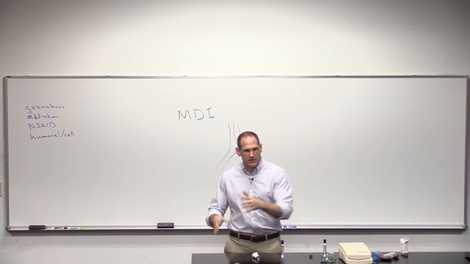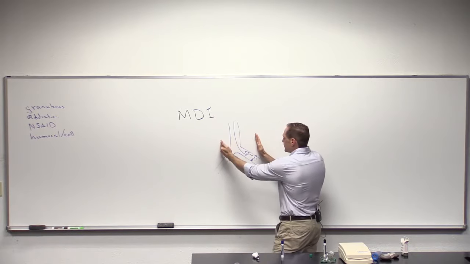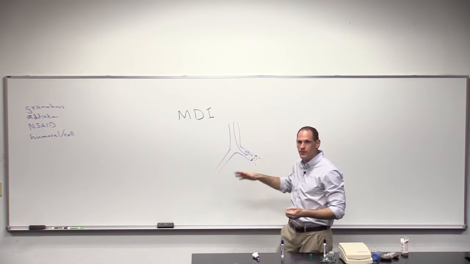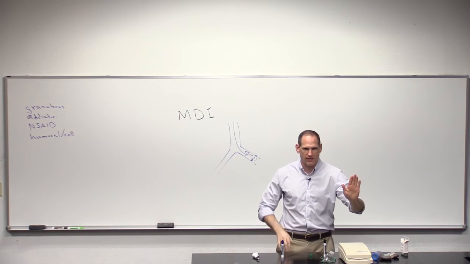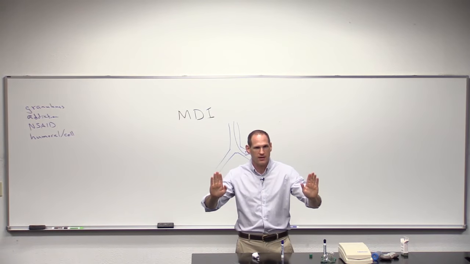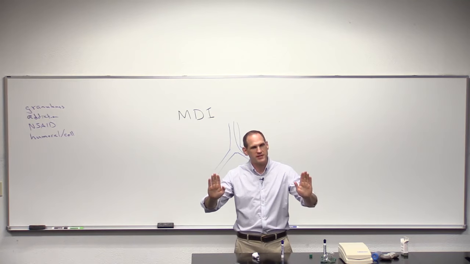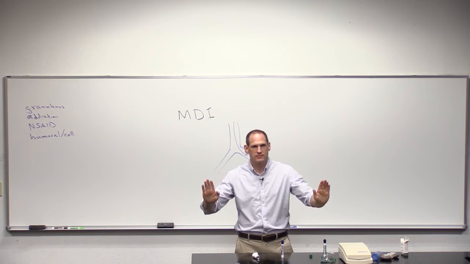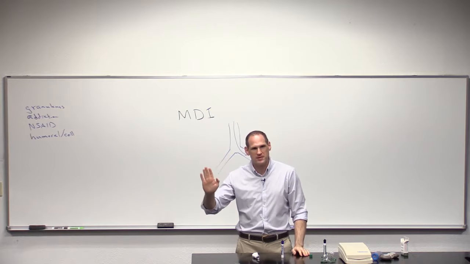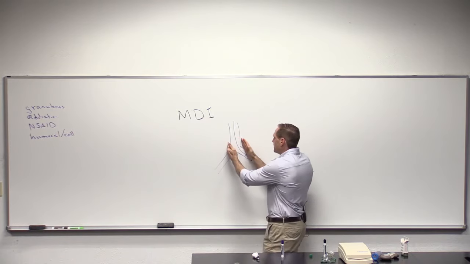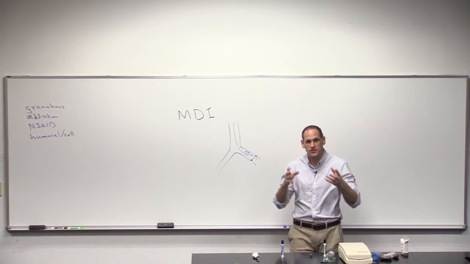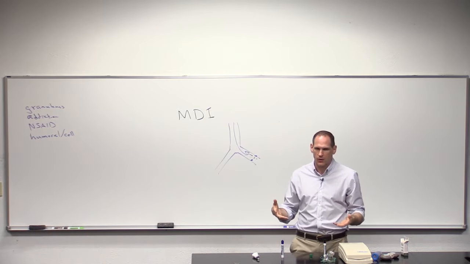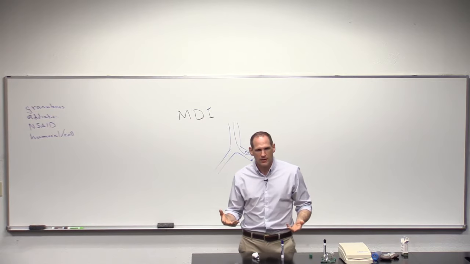We have bronchodilators, which make the bronchi larger, which allows more airflow to go through. And then we have anti-inflammatories. If a person has both a bronchodilator and an anti-inflammatory inhaler, which of them should be taken first? The bronchodilator should be taken first because it will make the bronchi larger, which will allow the anti-inflammatory to penetrate farther into the airway and be more effective.